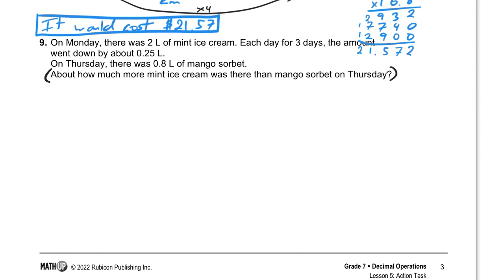Now we got to circle some important information. 2 liters refers to the mint ice cream. Then we've got 3 days. The amount went down by about 0.25 liters. That refers to the amount that it went down by. Then on Thursday, there was 0.8 liters of mango sorbet. The 0.8 liters refers to the mango sorbet. And then how much more mint ice cream was there than mango sorbet on Thursday? So we care about the Thursday's amount. We started with 2 liters of mint. So we got to figure out how much is left on Thursday of the mint ice cream and how much was left on Thursday of the sorbet.